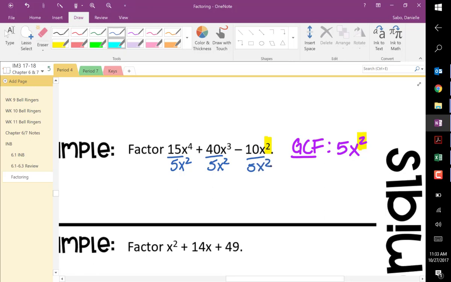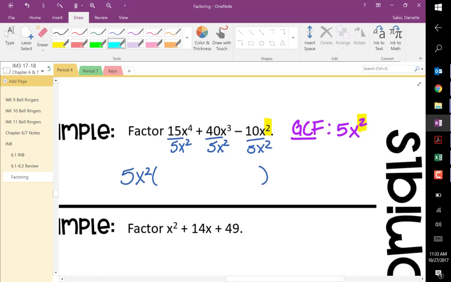I know that you don't have a lot of room, but try to write as small as possible. We won't have that much more to do after this part. Getting that GCF is probably the hardest part. So we have 5x squared on the outside, because that's our GCF.